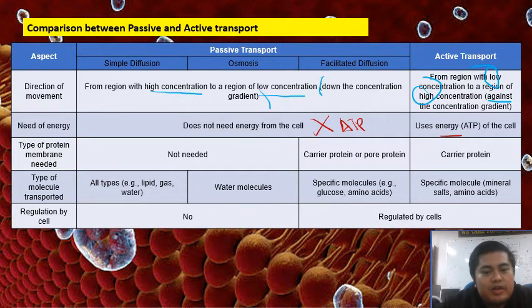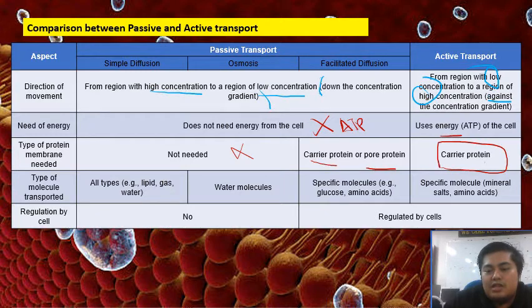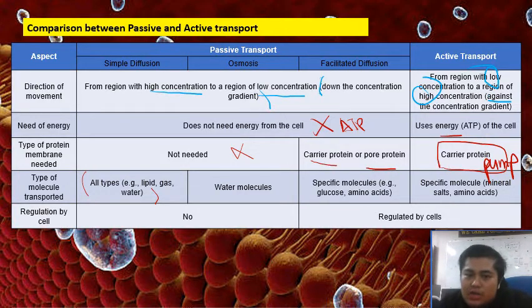Untuk type of protein membrane needed, untuk osmosis dan simple diffusion, kita tak perlukan apa-apa bantuan protein. Tapi untuk facilitated, kita guna carrier protein ataupun pore protein. Untuk active pula, kita memang akan guna carrier protein yang bertindak sebagai pump. Type of molecule transported. So basically, untuk simple diffusion, dia memang bagi banyak benda lepas, all types of substances, molecules such as lipid, gas and water. Osmosis dia memang spesifik hanya untuk air sahaja. Dan untuk facilitated pula specific molecule such as glucose and amino acid. Untuk active transport pun sama juga, spesifik juga.